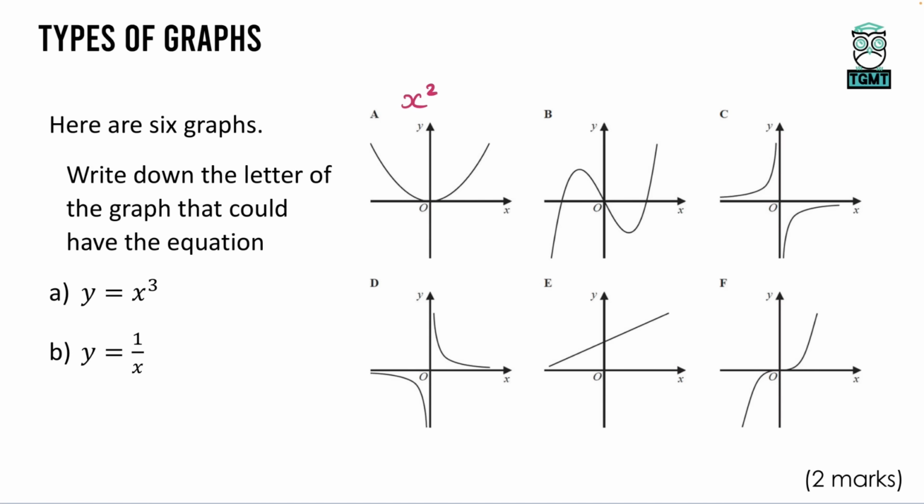This one makes this U shape. A negative x squared is upside down. It makes this almost N shape. So recognising those is your starting point.